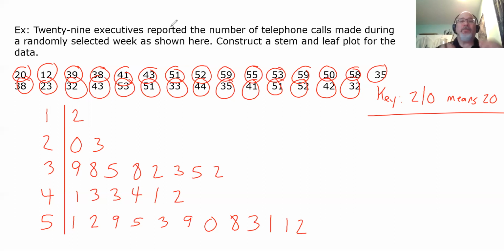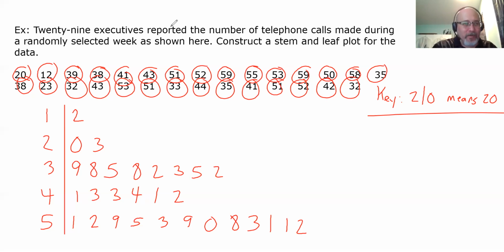And it's not impossible to process your raw data and put the leaves in order at the same time. The only problem is you don't know how much space you're going to need between leaves for future leaves to land in the correct location. So sometimes it's easier to just make the stem and leaf display without putting the leaves in order, then going through and cleaning it up.